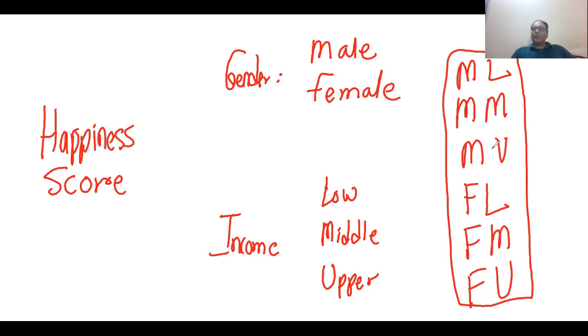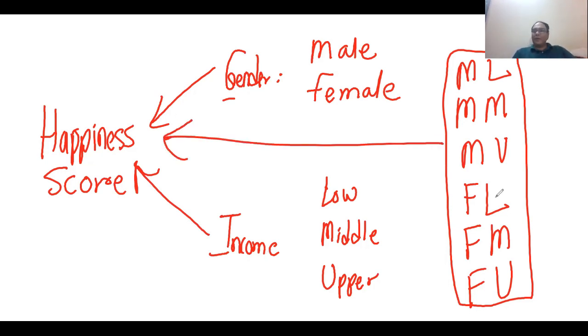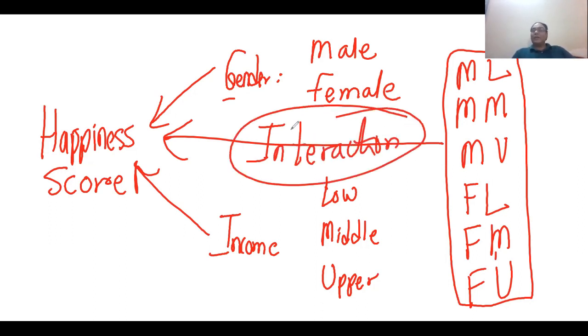And when I want to see whether all the subgroups have the same happiness score, this concept is called interaction effect. Whenever I want to find out the effect of gender on happiness, this is called individual effect. When I am interested in the effect of income on the happiness score, this is also called individual effect. When I want to see the effect of the interaction, this is called interaction effect. So this interaction effect is the purpose of applying two-way ANOVA.